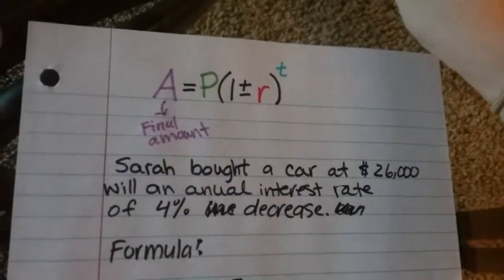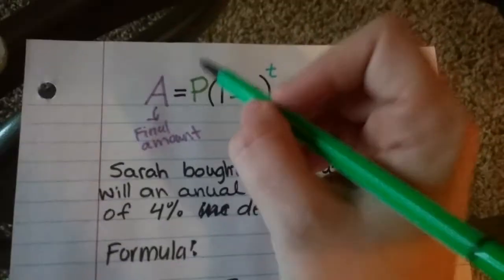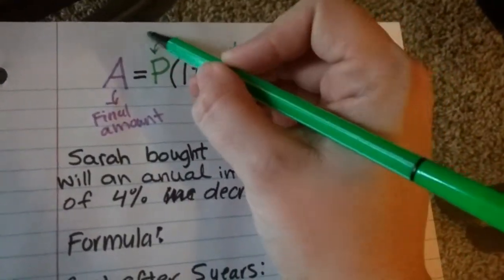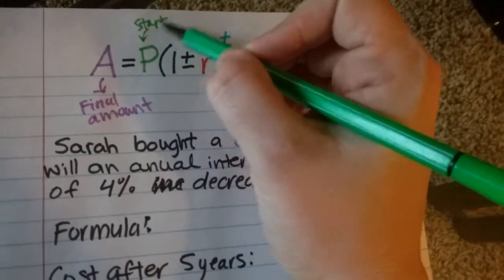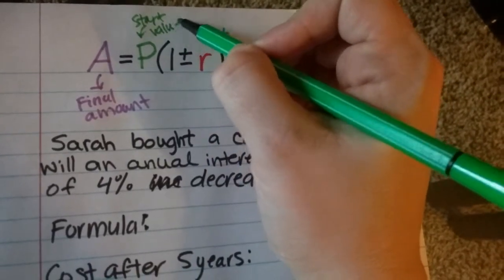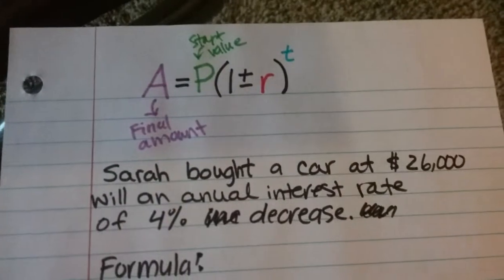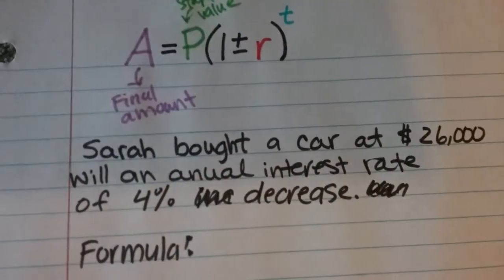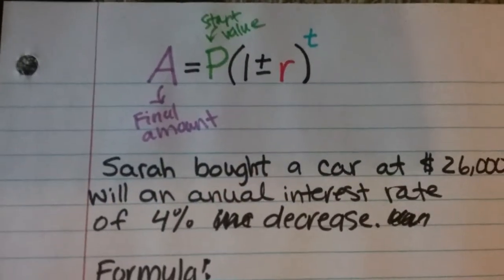Okay, the P value, we used it before to be our y-intercept. This is our starting value, whatever you start with. That's the value that goes there. We always have 1 plus or minus.